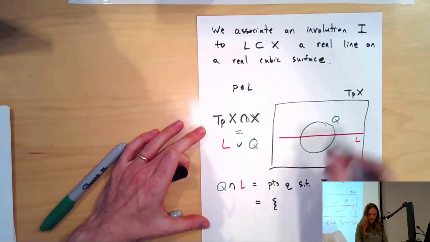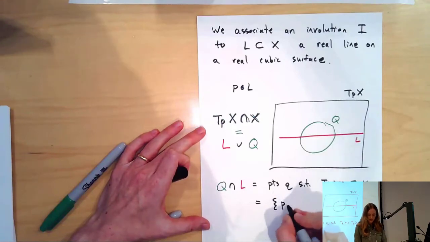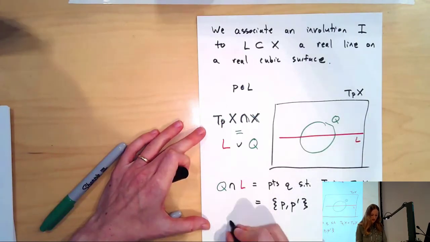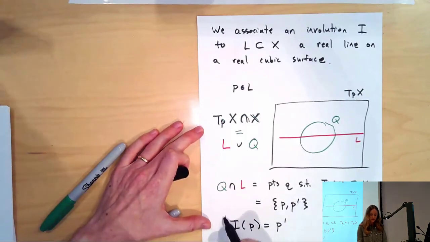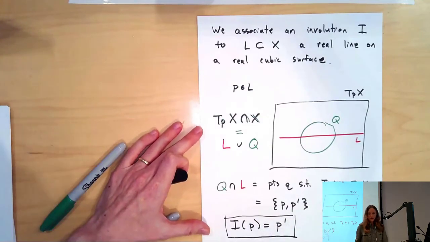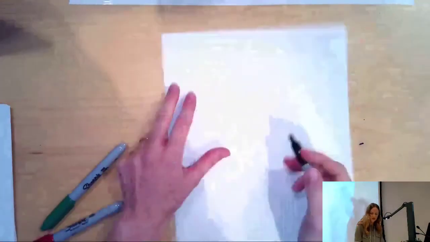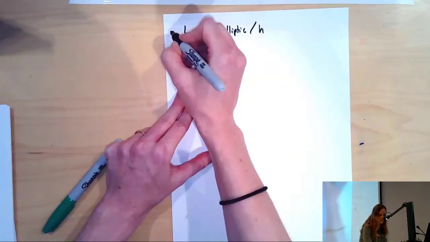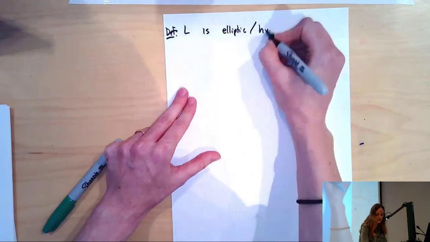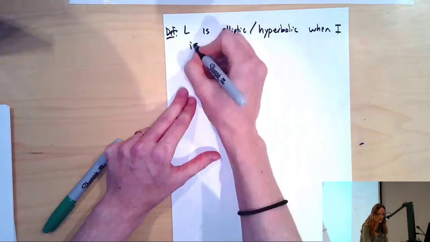And it consists of 2 points because the intersection of a degree 2 and a degree 1 curve consists of 2 points. So we'll take P and P prime. And then the involution sets I of P equal to P prime. So that's the definition right there. And then L is elliptic or hyperbolic. This is also a definition, depending on the involution I.